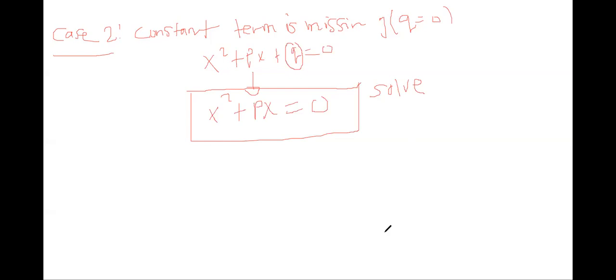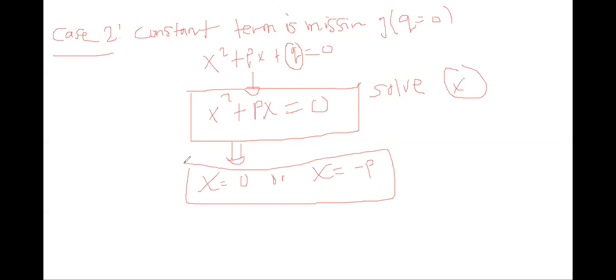Solving this means that we want to find the value of x. So if you have a quadratic equation that looks like this, where the constant term is missing, or q equals 0, the solution is very simple. The first solution will be x equals 0, or x equals minus p. So we all know how to find p. It's very simple.